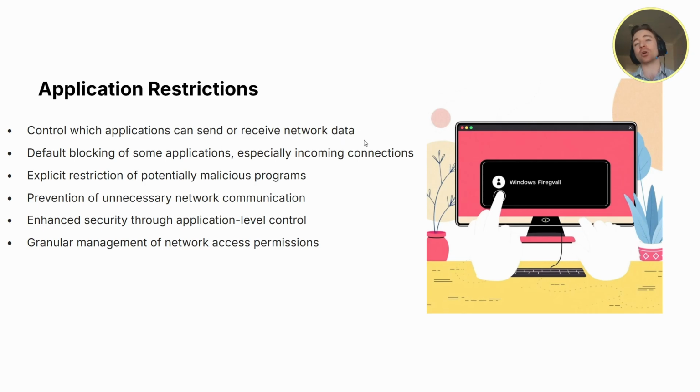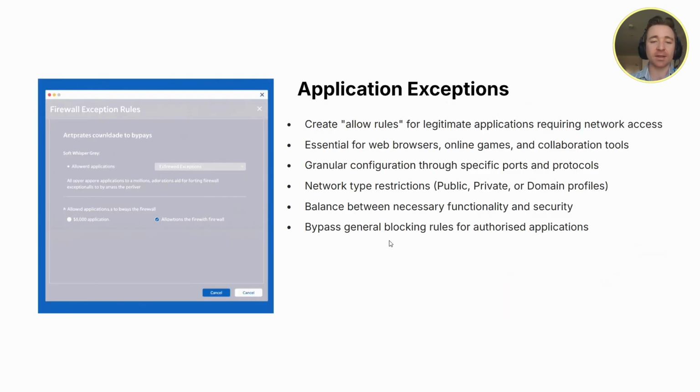Maybe you want your workers to be able to use Microsoft Teams, but not to be able to use Steam to play Call of Duty Warzone during work hours. You can default block applications, especially incoming connections. You can have explicit restriction of potentially malicious programs. Basically, you can say what applications can or cannot run or communicate, okay? And you have granular management of network access permissions. So you can get very specific.